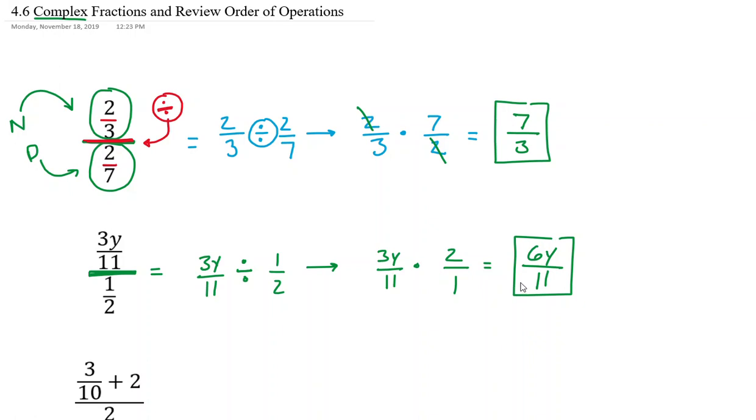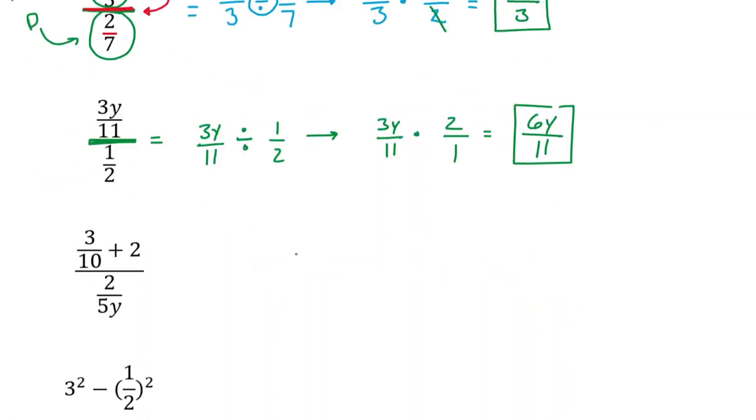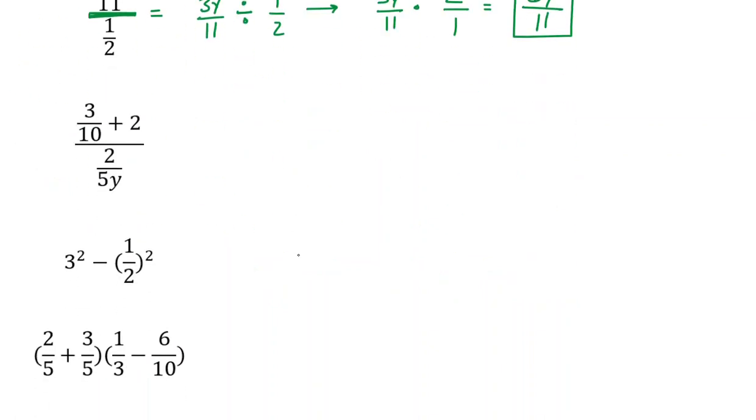That is complex fractions, or maybe that's like the additional hard part for complex fractions. Now the rest of the time, when we're doing complex fractions, all we're doing is we're simplifying the numerator, simplifying the denominator, before we do anything else. And so that gets us into this conversation about order of operations.